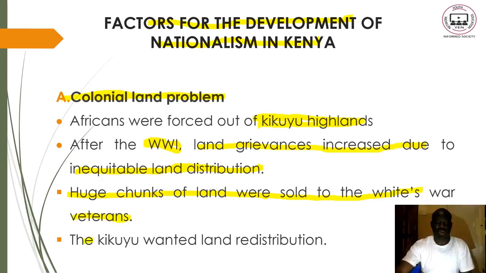So the Kikuyu wanted land redistribution. The Kikuyu people, the Africans, wanted the redistribution of land, saying, no, this is very unfair. How can you give a big portion of land to a single person while packing other people in one area? So there was the colonial land problem as the first factor.